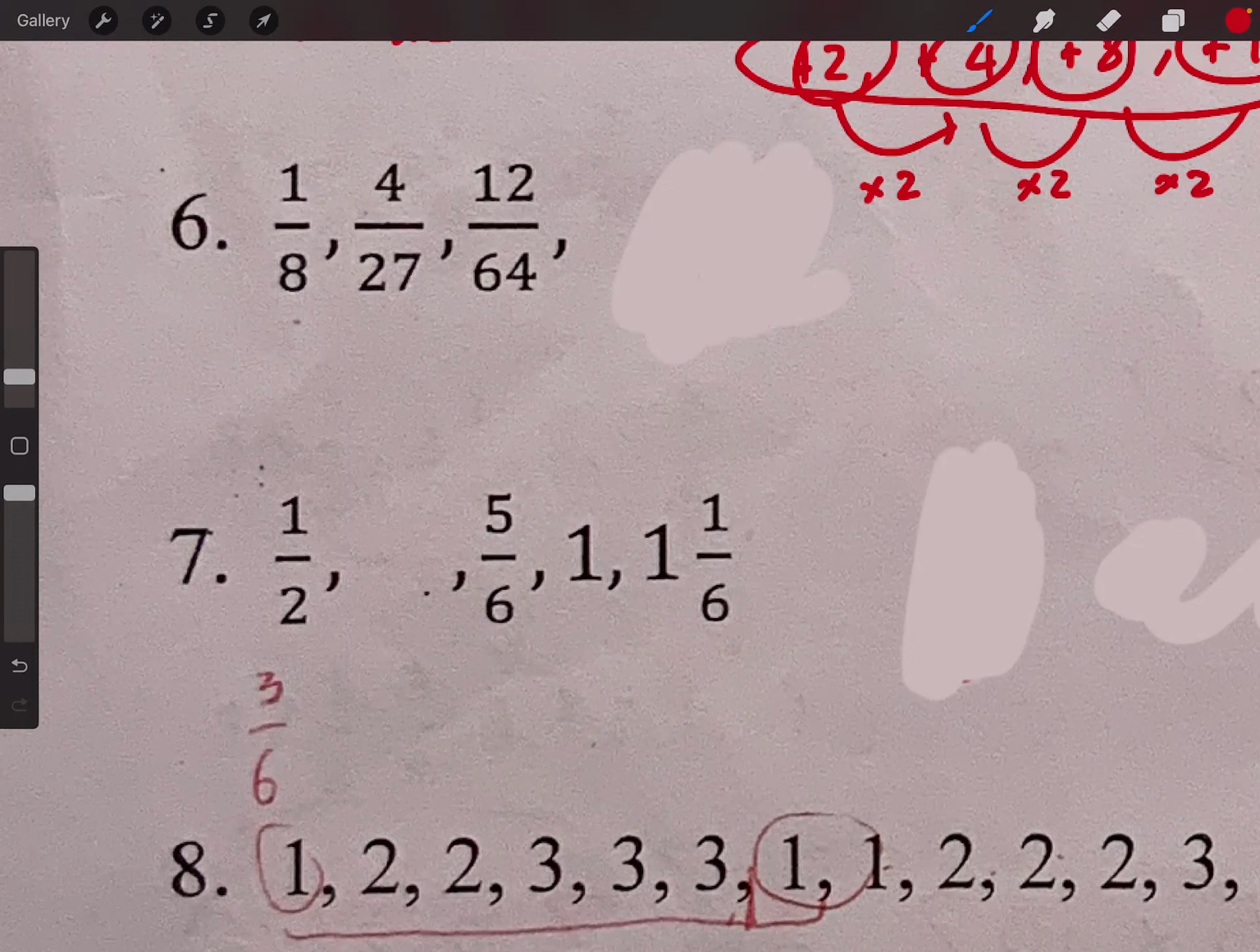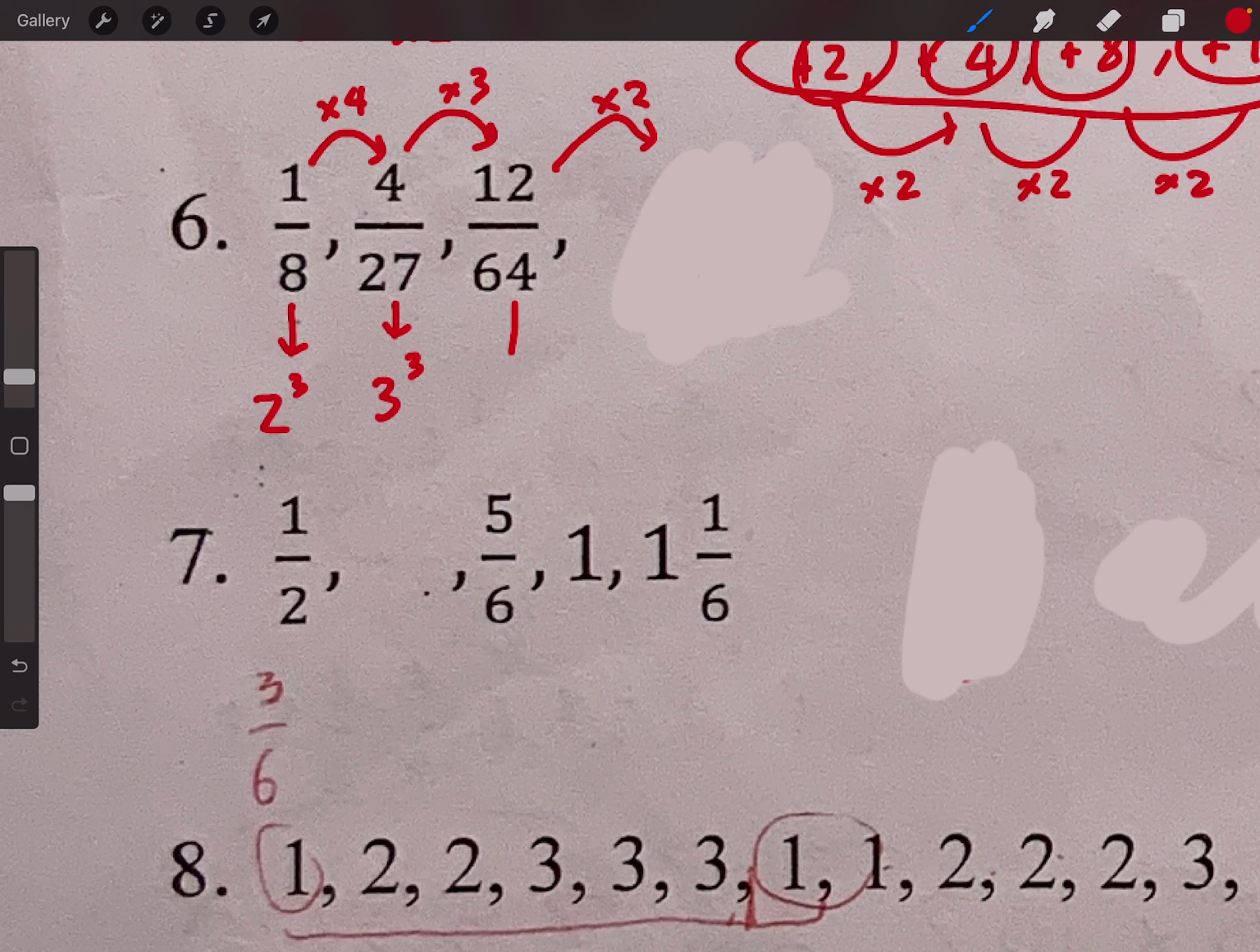Next one, let me see. This one will be times it by 4, times it by 3. So next one should be times it by 2. And then the bottom one, what's happening here? This number 8 could be 2 cubed. 27 is 3 cubed. 64 is 4 cubed. So the next number must be 5 cubed.